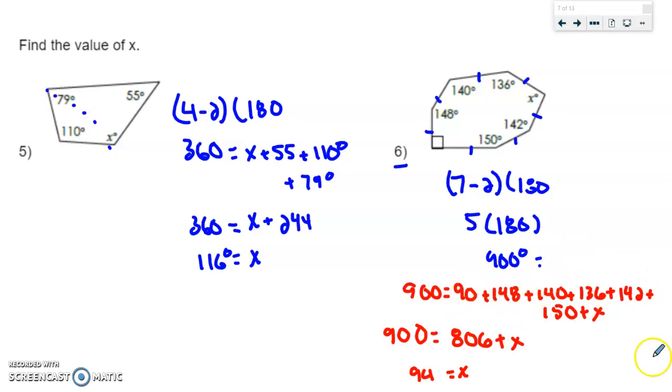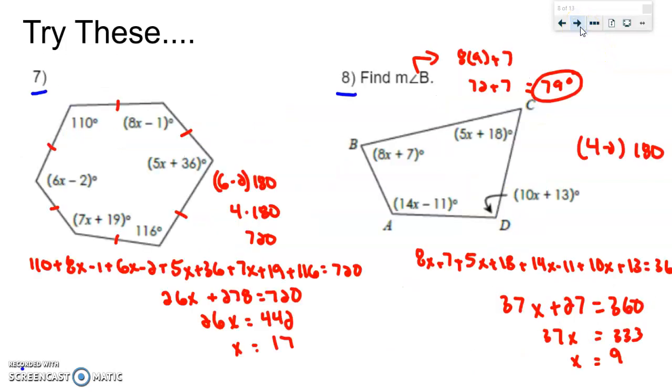So we added up all these angles together. When I added up each of these parts together, I got 806 plus one angle that I don't know, and we found that one angle to be 94 degrees. Now, if I look at these other ones, that was the same idea. This was a hexagon, and this hexagon had 720 degrees. So I did the same thing. I added up all these angles together to find out what x is, and I got x to be 17 degrees.